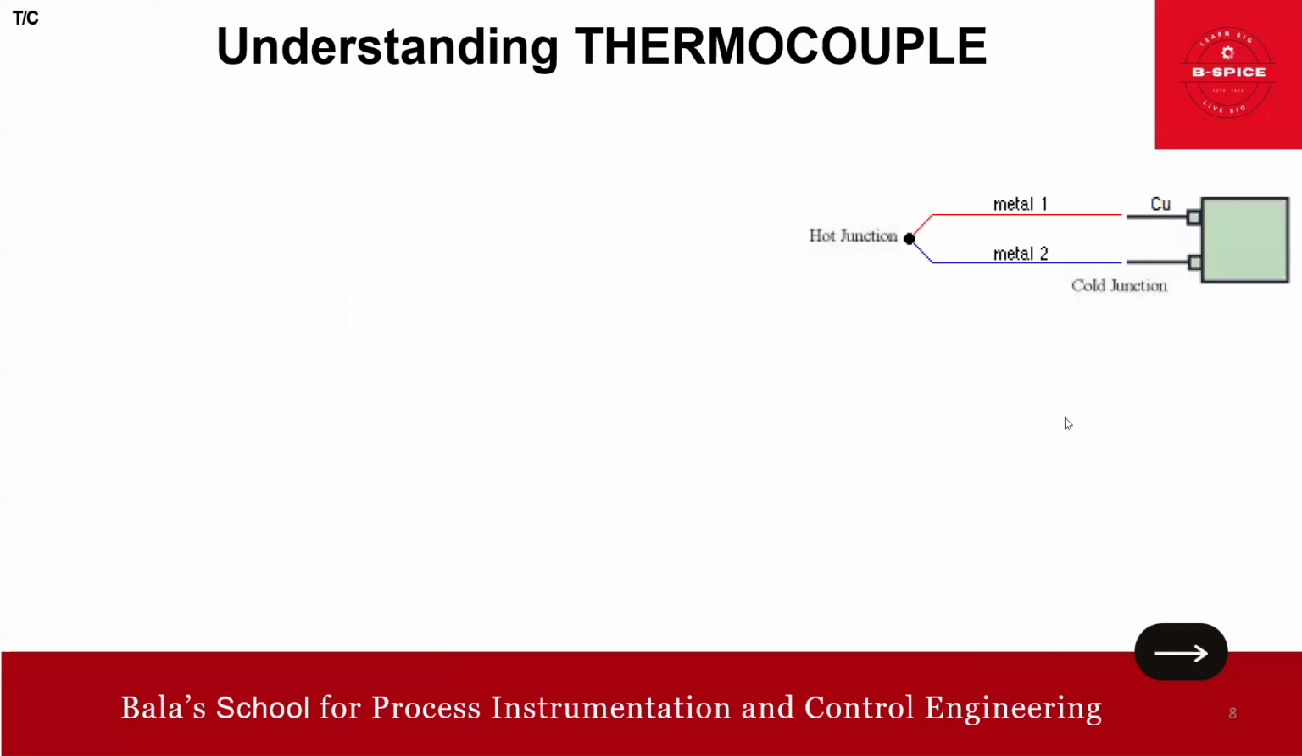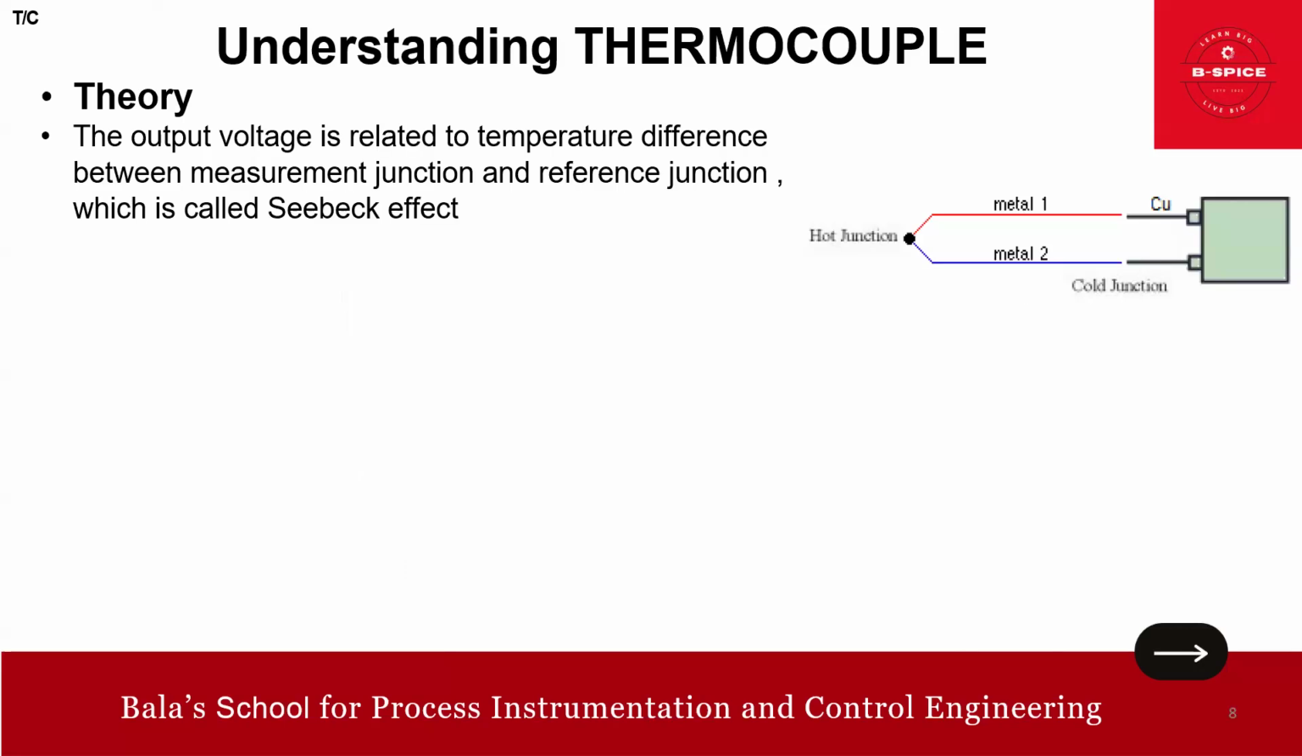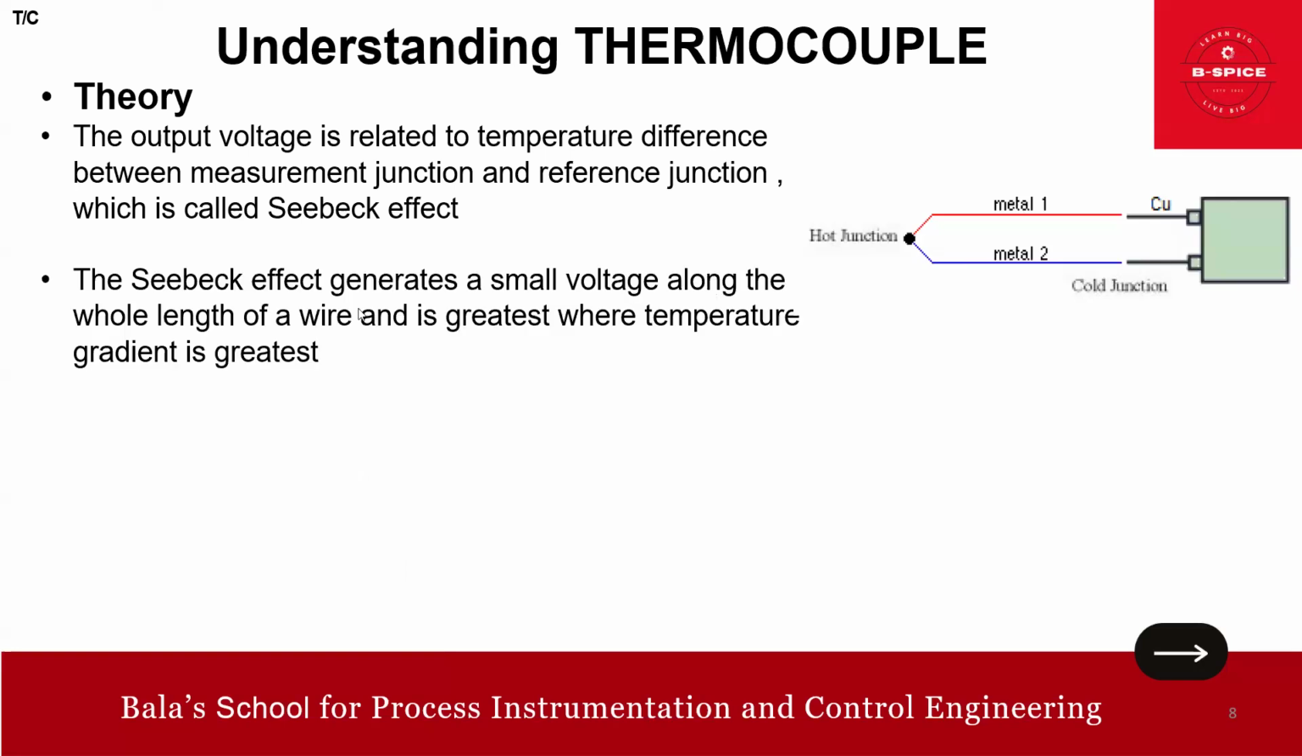Just remember this. The output voltage is related to the temperature difference between the measurement junction and the reference junction, which is called the Seebeck effect. You got it? The Seebeck effect generates a small voltage along the whole length of the wire and is greatest where the temperature gradient is greatest. Obvious, right? The Seebeck effect generates a small voltage along the whole length of the wire, not only at this junction. I will tell you why.